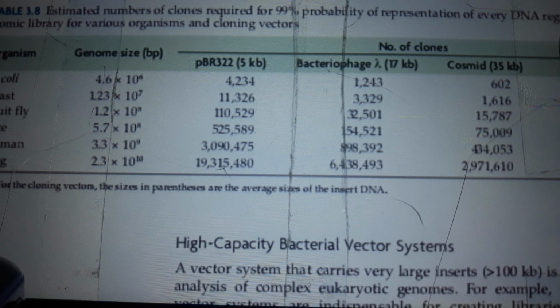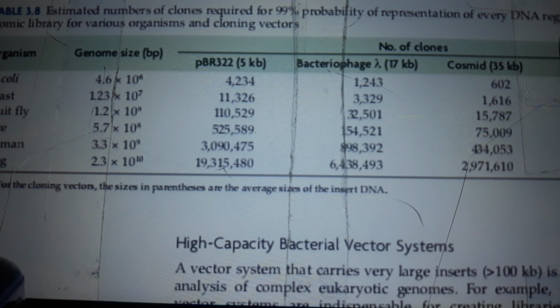So it's shown for E. coli, yeast, fruit fly, rice, humans, and frogs, right? I'll just mention the first and the last but one, that is E. coli. It is 4.6 times 10 raised to 8 genome size, and the clone pBR322 of 5 kb, kilobase pairs, is about 4234. And the number of clones here for bacteriophage is 1243, plasmid is 602, and BAC is 138.